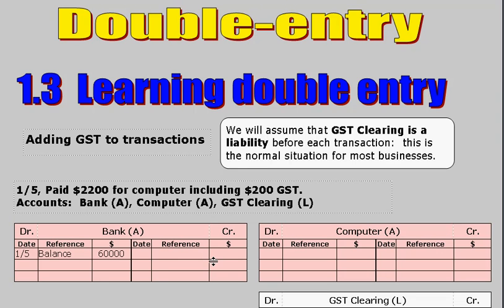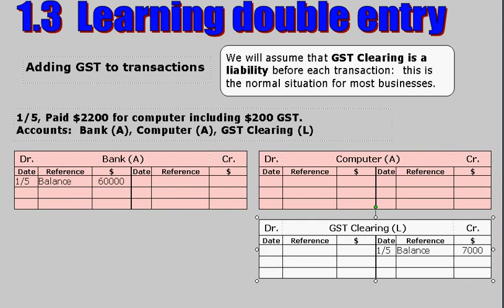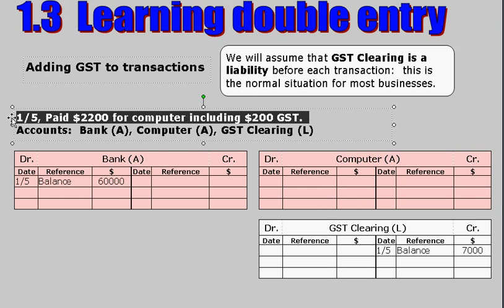Double entry accounting. Let's now move on and include GST in the transactions and see the impact using double entry accounting. This increases the complexity of the recording process. And we're going to assume that the GST clearing account is a liability account before every transaction, and this is normal for most business situations. So the first transaction is on the 1st of the 5th.